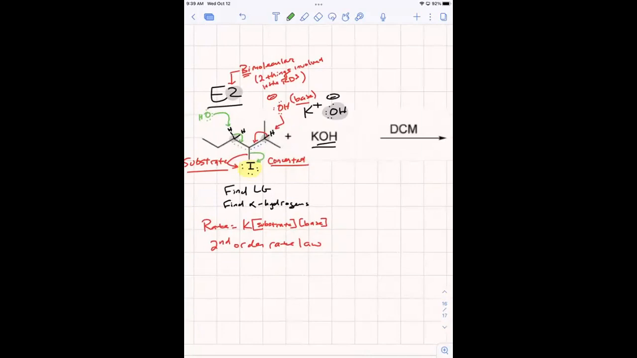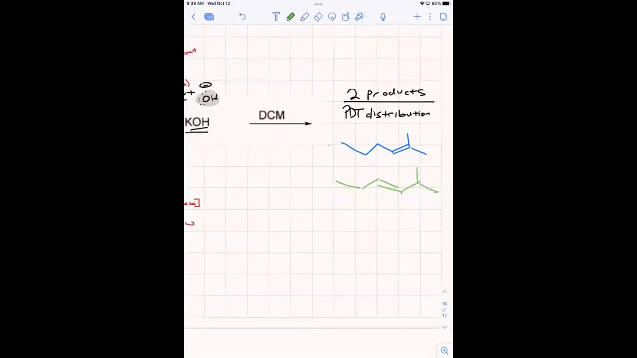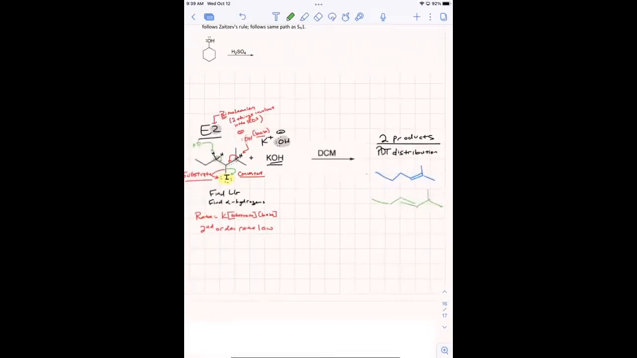Right, so that product is going to look like this. Like that. Yes or no? I agree. So elimination, anytime you do an elimination, you're going to get a double bond, right? Every time. And for E2, you need a strong base.